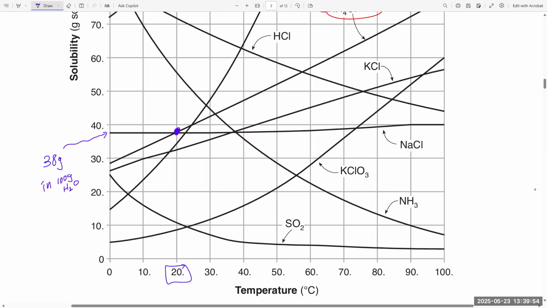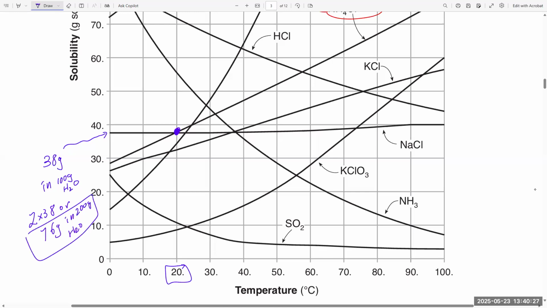So what do you think? 200 grams of water would take how much? More or less? What do you think? It'll take more. How much more? Twice as much, right? So it's twice 38. That's going to be what? 8 times 2 is 16, plus 60. That's 76, right? So this means that it's going to take 2 times 38 or 76 grams in 200 grams of H2O, right?